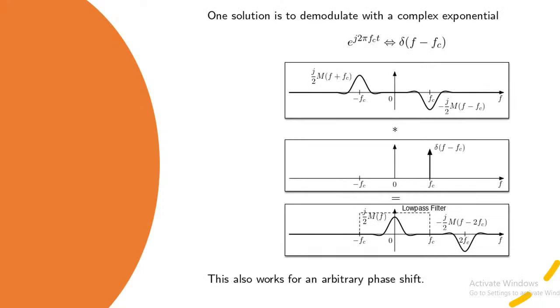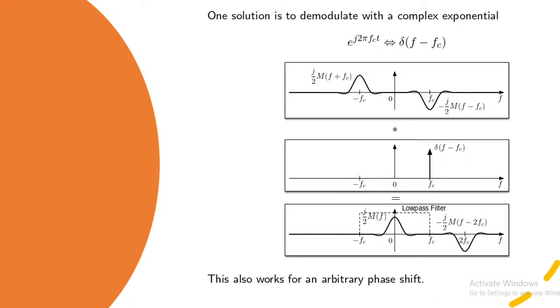Now what will be the solution in the demodulation? This solution comes from the complex exponential, exponential j omega ct. Its Fourier transform is delta f minus fc. So if you take that, then we have the top one convolved with delta f minus fc. Top one is for sine.